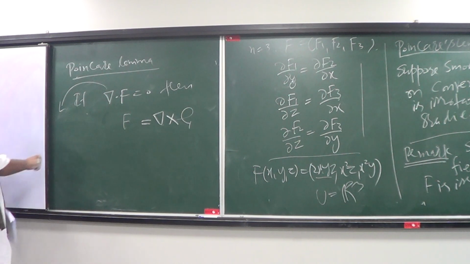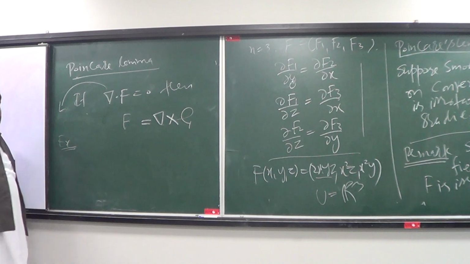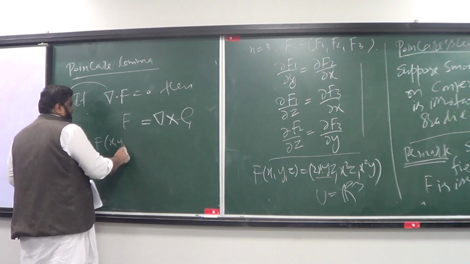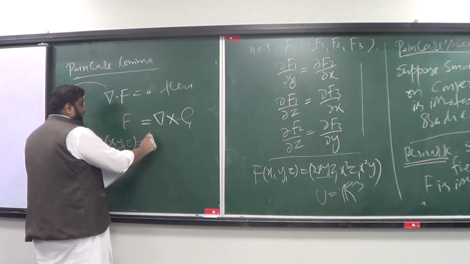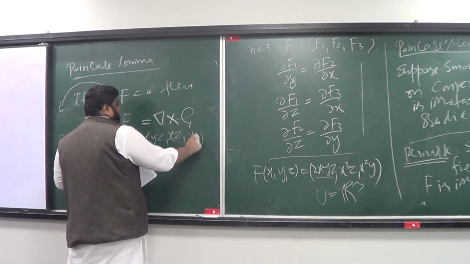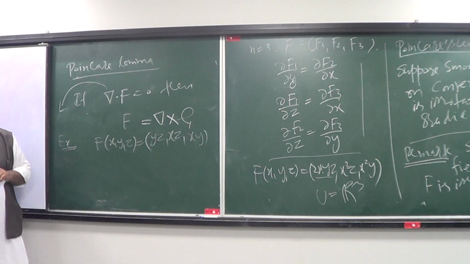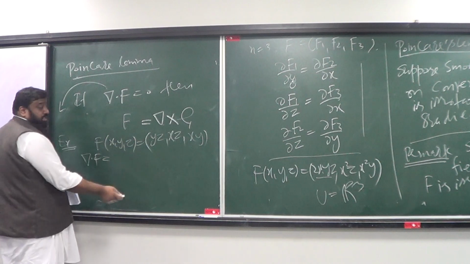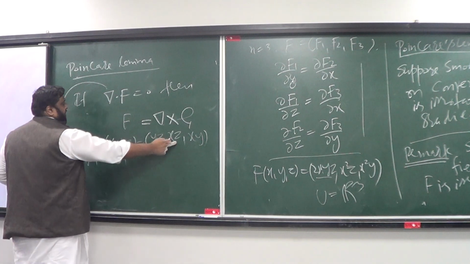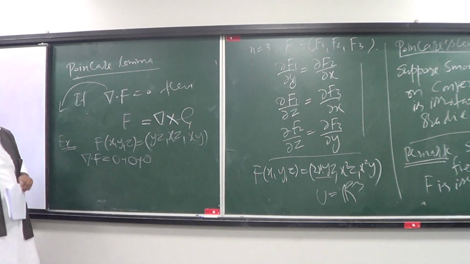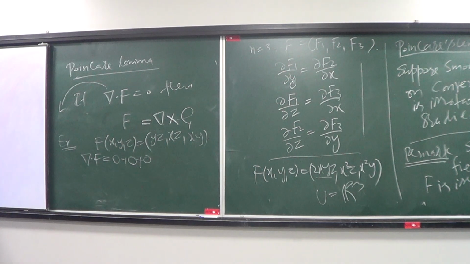Okay, so let's quickly do an example over it. Let's take a field F(x, y, z), defined in terms of y, z, x, z, and x, y. So what must be the divergence of F? Differentiate first with respect to x, 0, with respect to y, 0, with respect to z, 0. Simple. So it's a divergence free field actually.